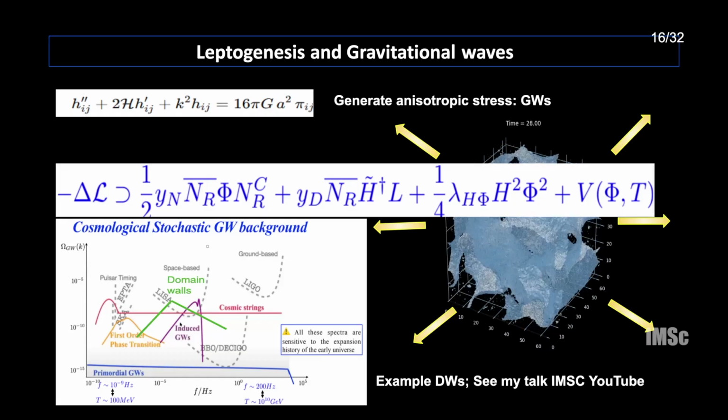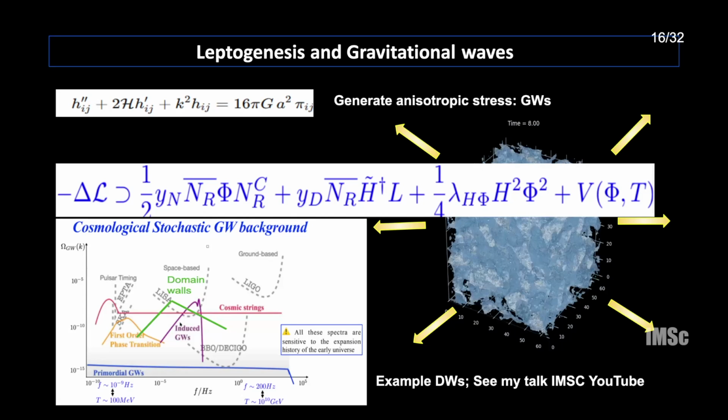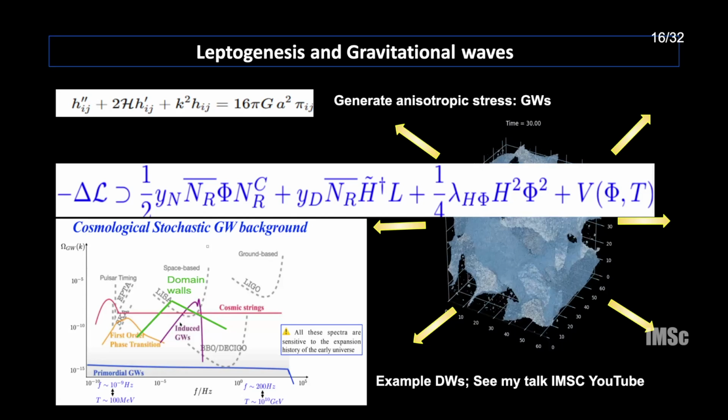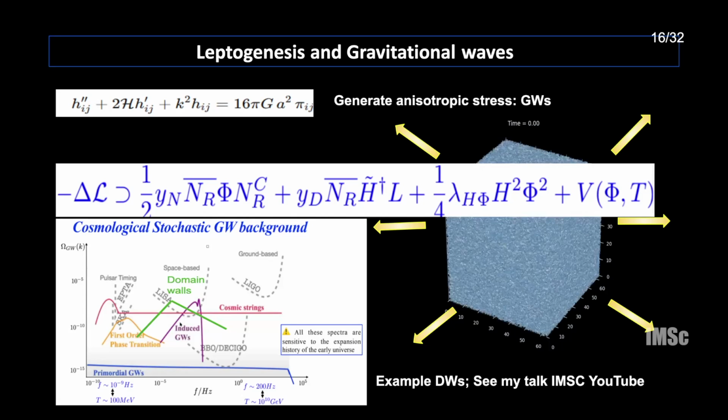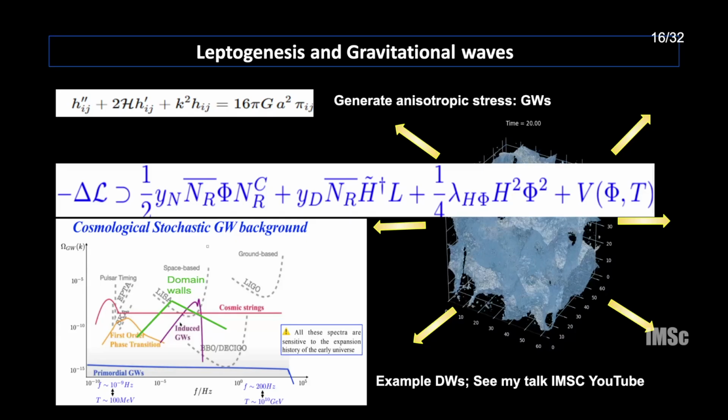So in principle, given this Lagrangian, and depending on how you construct your theories with different kinds of symmetries, you can have all these signals. If you have a U1 symmetry, you can have strings. If you have a Z2 symmetry in the potential, you can have domain walls, and you can also have scalar induced gravitational waves, first order phase transition, whatever you want. So in this presentation, I would like to show you some cosmic string and induced gravitational wave stuff.